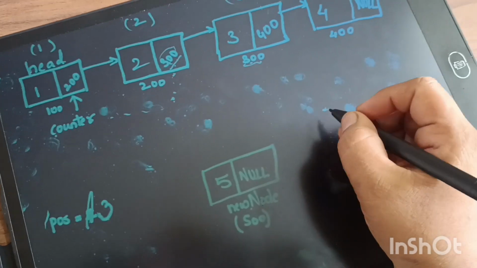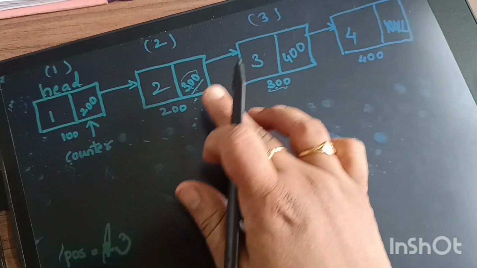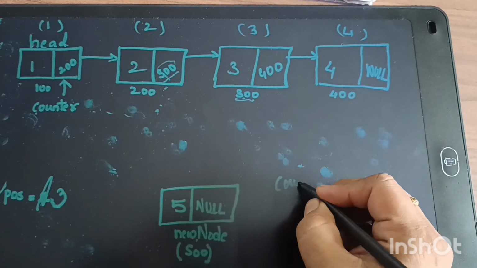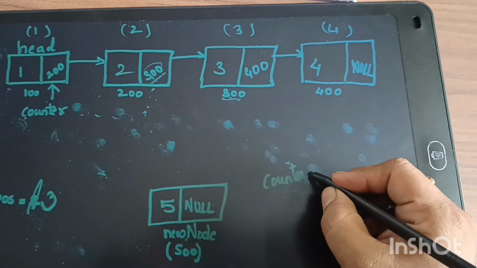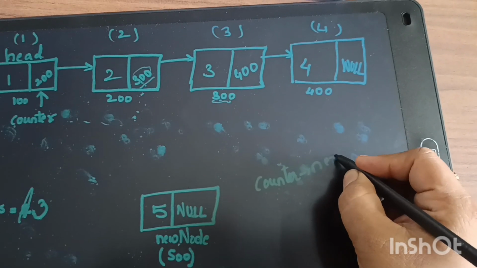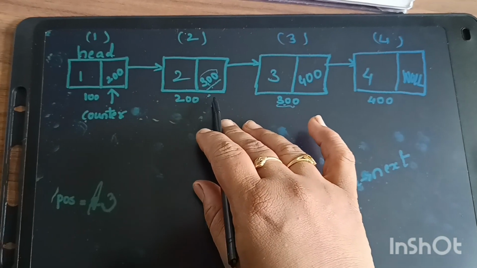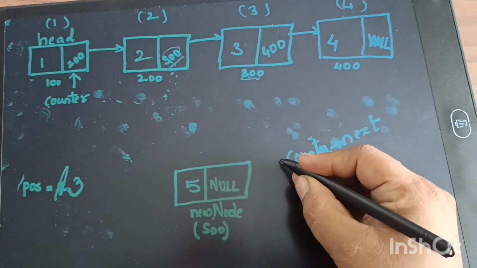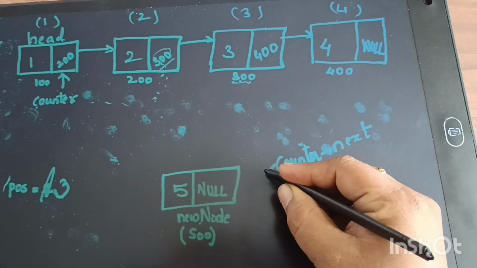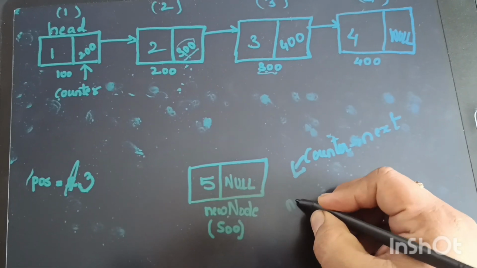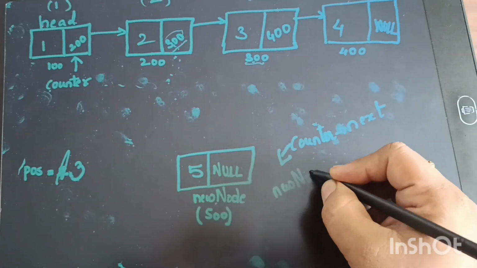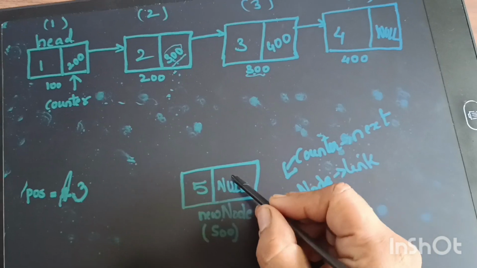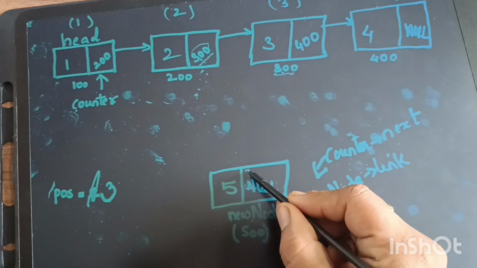So basically what I am doing, when I am traveling, I am getting one step backward of this position, one step backward. Then the counter's next, whatever link is there, I am storing it in the new node's link part. So now here, instead of null, we are storing 300.